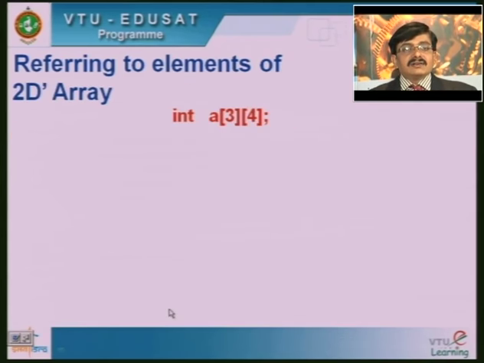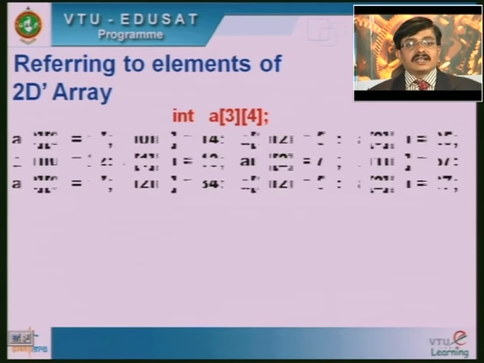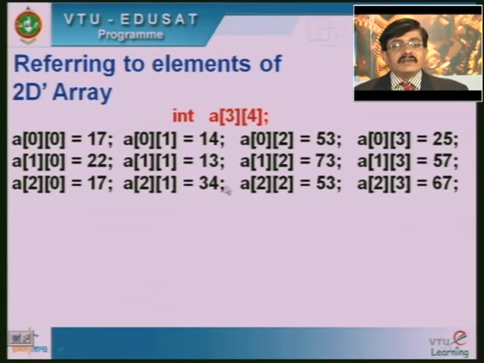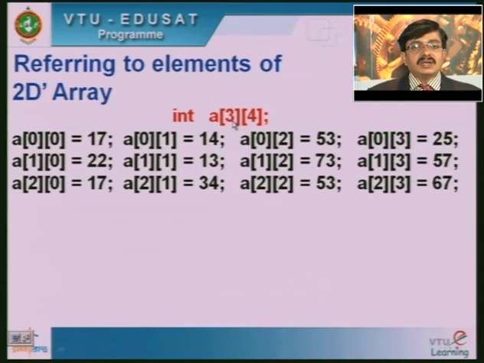Now similarly, if you look at the 2-dimensional arrays, we can access each of these elements individually. Here we have 3 rows and 4 columns. The row index will run from 0, 1, 2 and the column index will run from 0, 1, 2, 3. The first element is a of 0, 0 which is 17, and 0, 1 is the second element of the 0th row, 0, 2 is the third element of the 0th row, and 0, 3 is the last element of the 0th row.